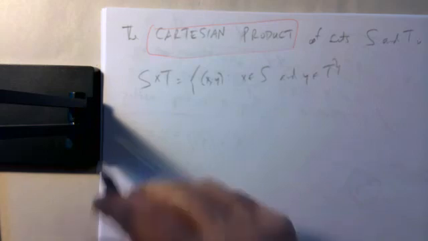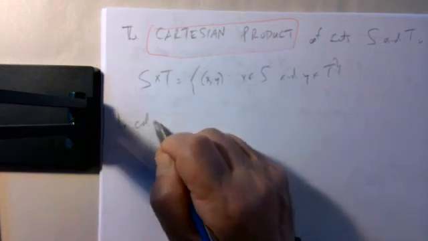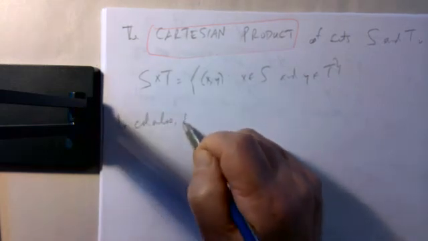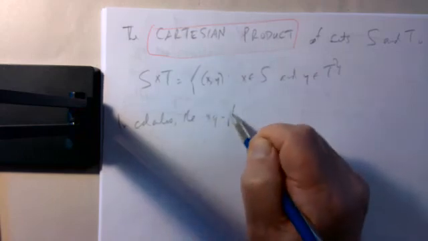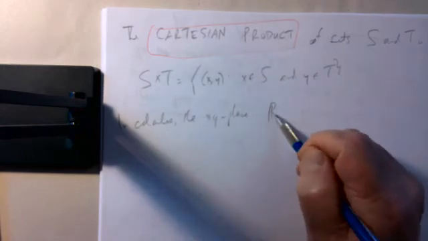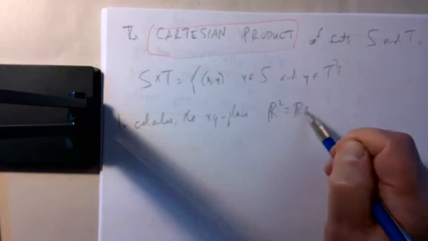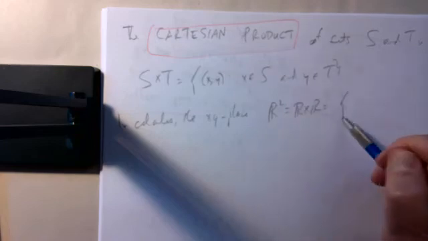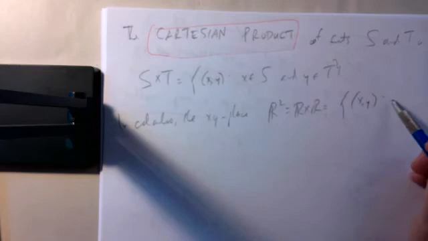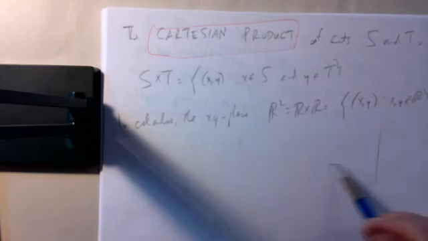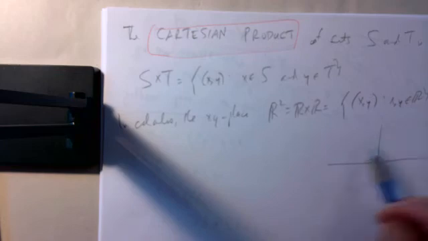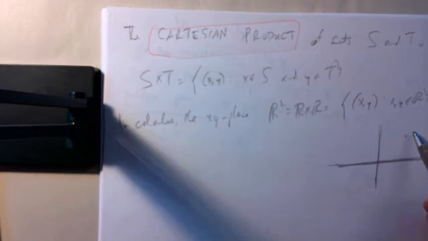So for example, in calculus, the XY plane, R2, or R times R, is the set of all ordered pairs X and Y, where X and Y are both in R, right? So this is R2. This is just a picture.